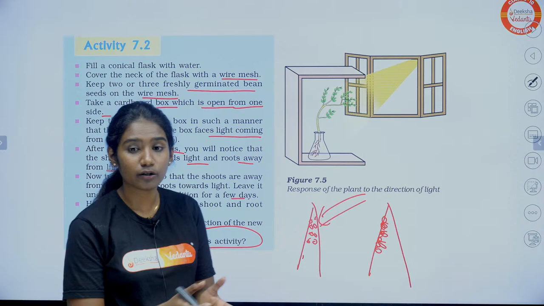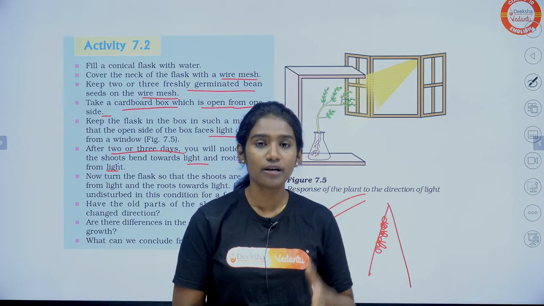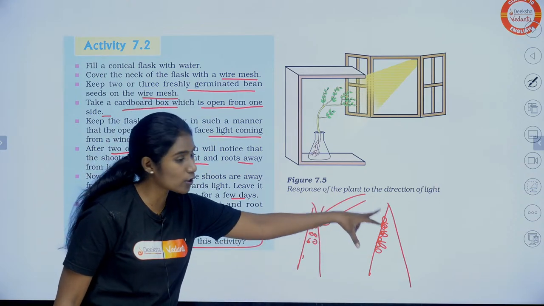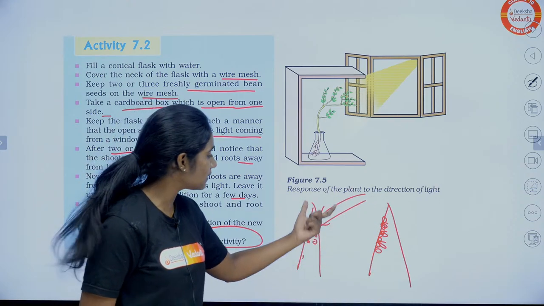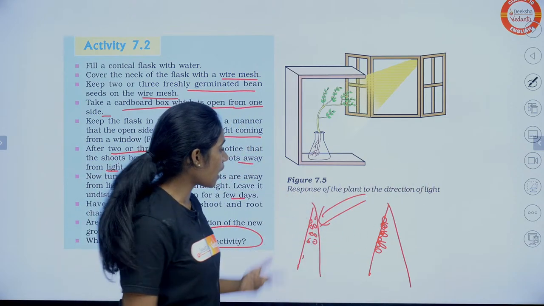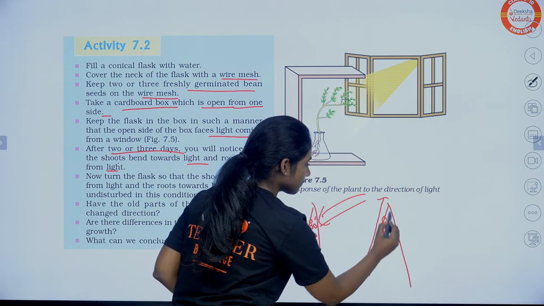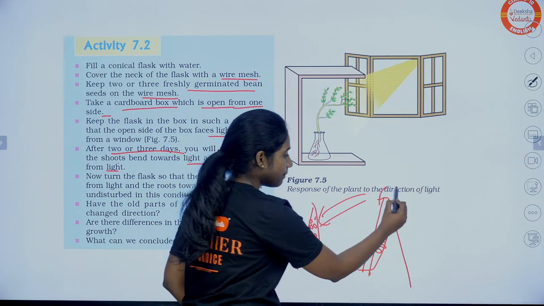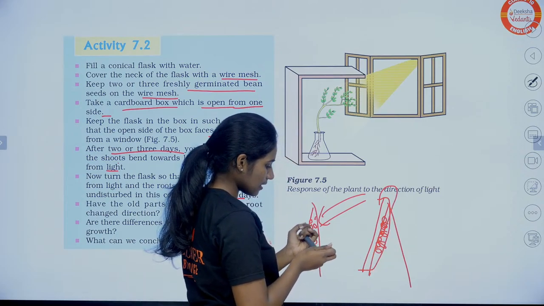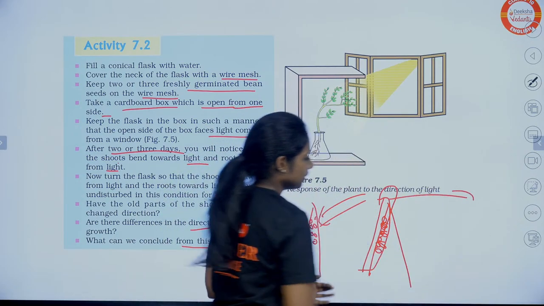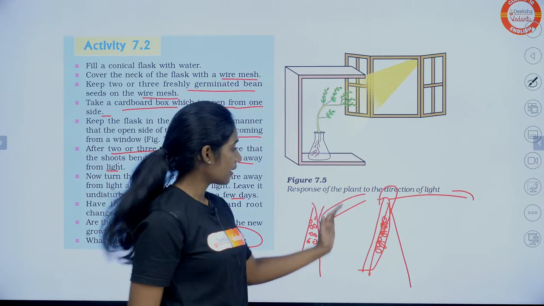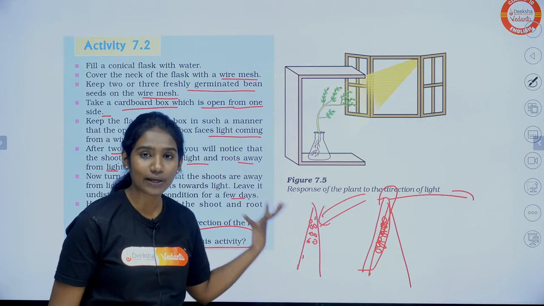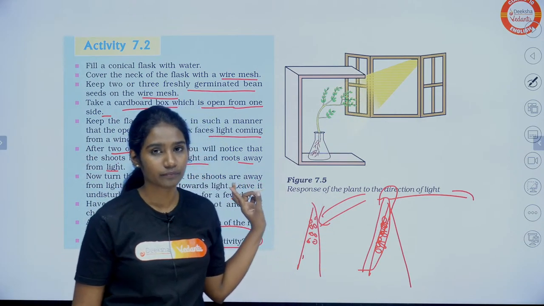Because of that, what happens? What is the role of auxin? Auxin plays a very important role in cell elongation. So now auxin has accumulated over here. So over here, what happens? The cell elongation takes place. The cells elongate so much in this shaded region that it becomes heavy. And then it bends. It bends towards sunlight. That's how auxin is actually influencing the movement of the shoot towards sunlight.